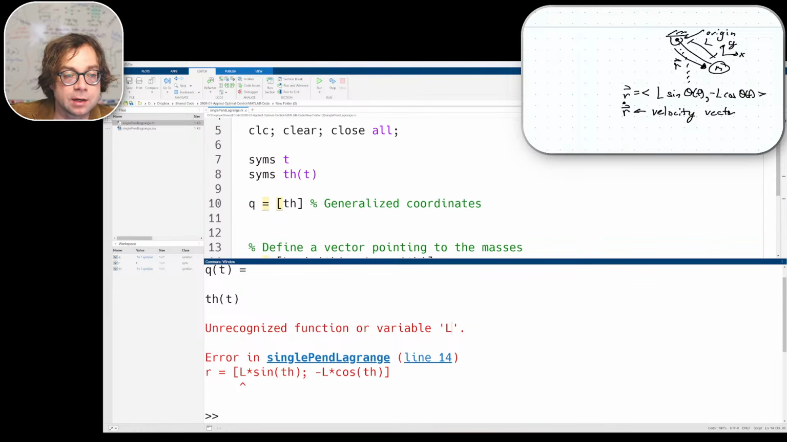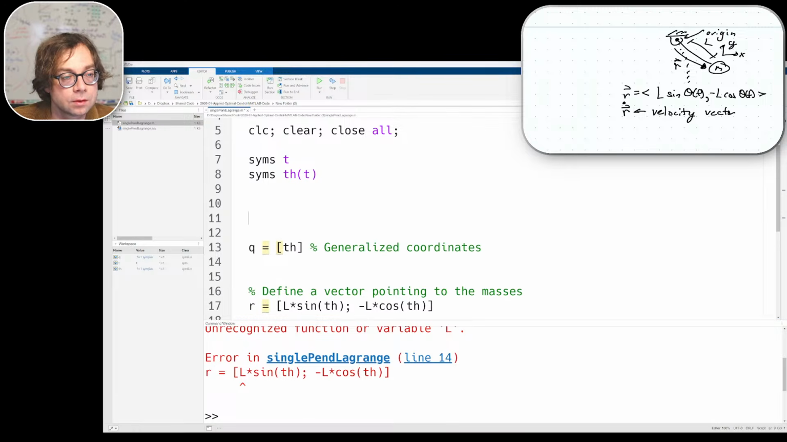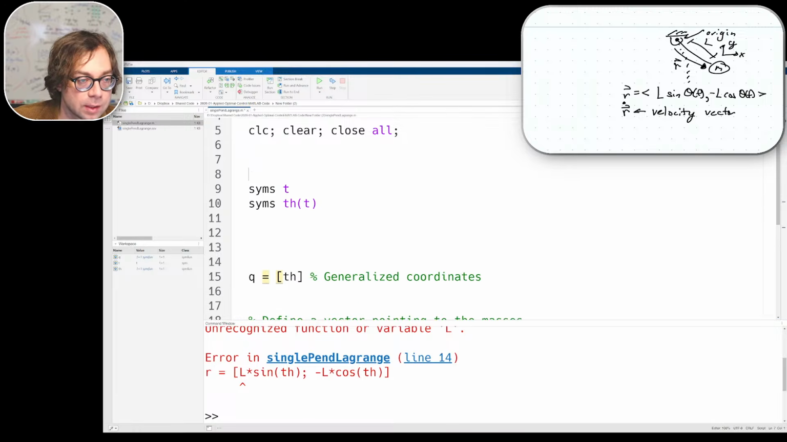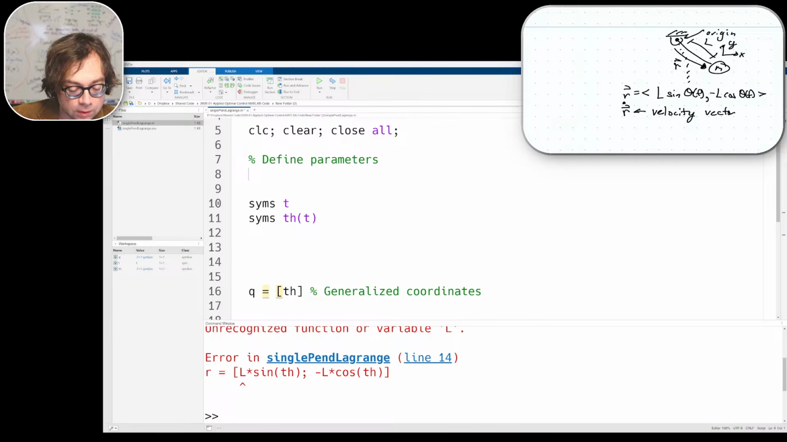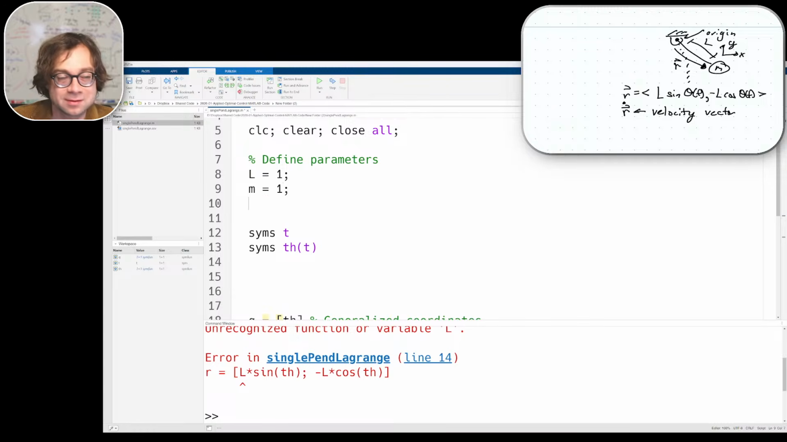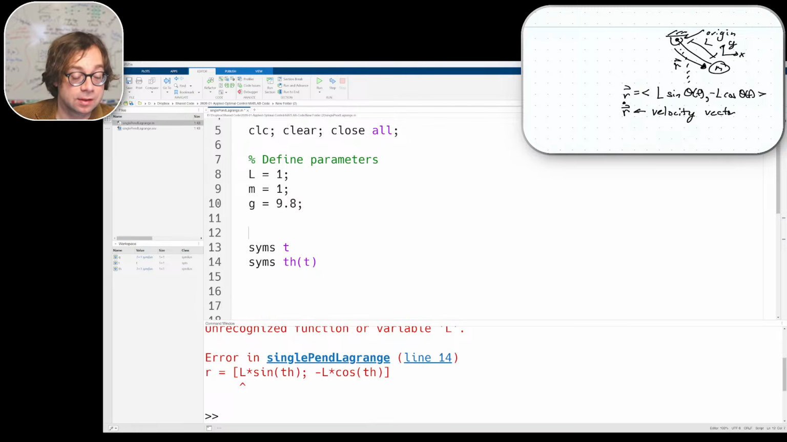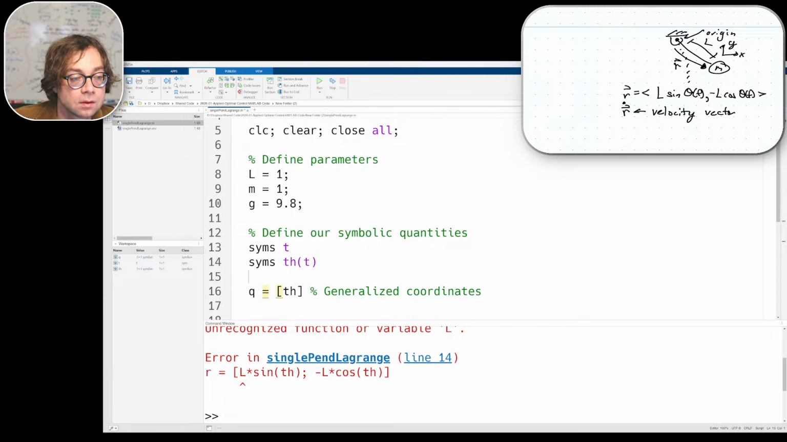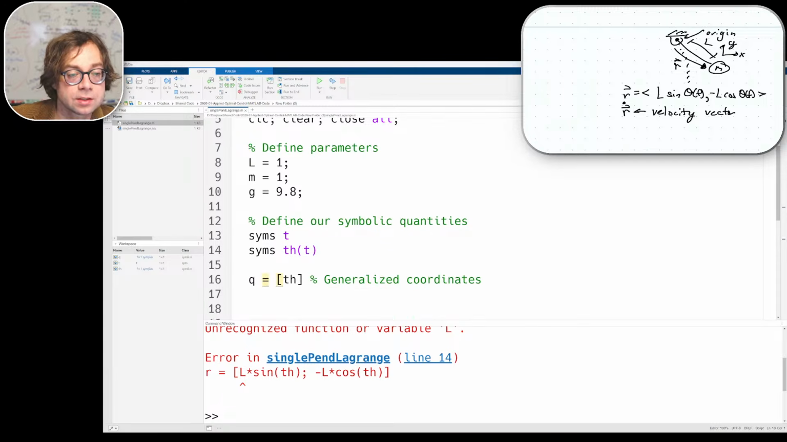So let's define our parameters real quick. L is equal to 1. M is equal to 1. G is equal to 9.8. Then these are going to define our symbolic quantities. Generalized coordinates.